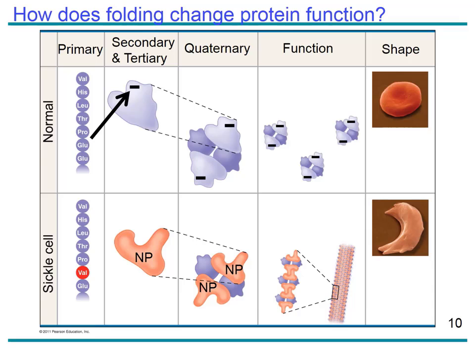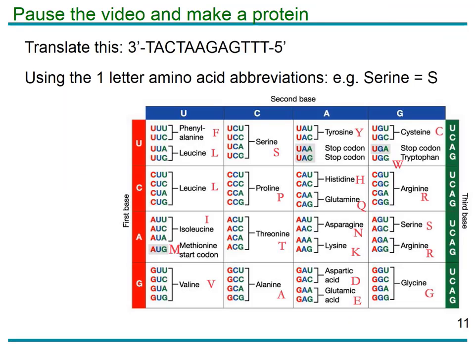So let's look at some of these mutations that occur to DNA. Let's start with this DNA sequence. We have the DNA sequence where we have the 3' end, then we have TAC, TAA, GAG, TTT, and here's the 5' end. So I want you to pause this video and make a protein from this section of DNA.